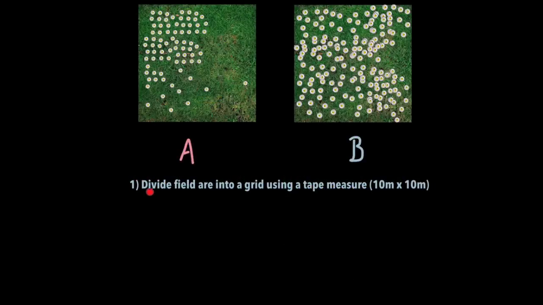The first thing you do is divide the field into a grid using a tape measure. Let's say this is a 10 by 10 meter field, so 100 meters square. So here I've divided my field up into 1 by 1 meter squares, and there are 100 of them because it's 10 by 10 in each field.